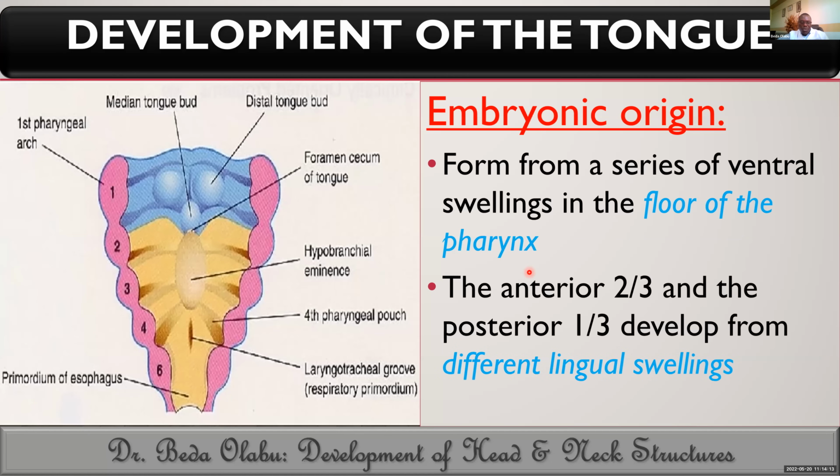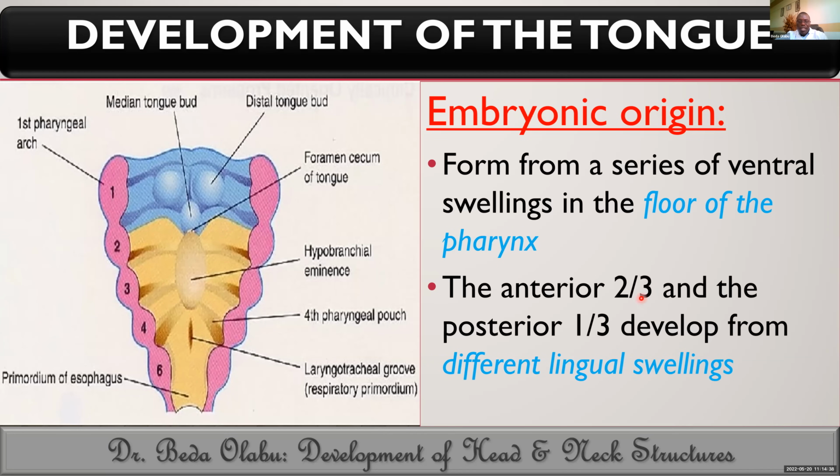The tongue has two gross anatomical parts largely. We have the anterior 2/3 of the tongue and the posterior 1/3 of the tongue. From your gross anatomy, you understand that. And the two are usually separated by what we call the sulcus limitans. Now, the two parts of the tongue have different embryonic origin.